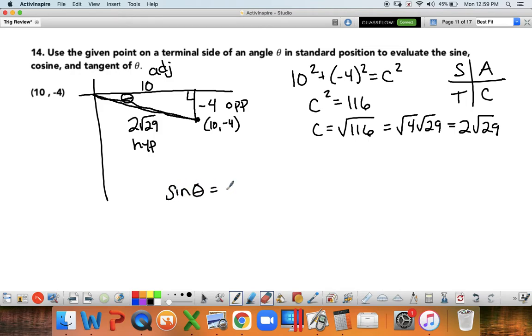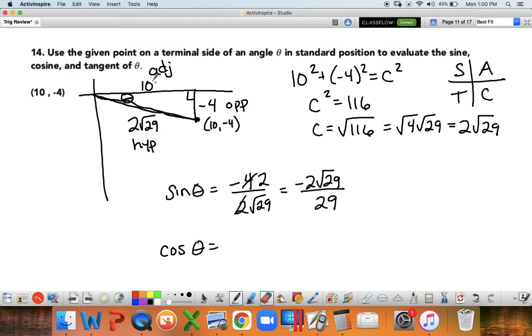I can start to evaluate all the different trig functions. So the sine, that's going to be opposite over hypotenuse. So I get -4 over 2 square root of 29. Those are going to cancel down, so that's -2, but I still have a square root in my denominator, so I have to multiply by the square root of 29 over the square root of 29. But I get -2 square root of 29 over 29, and in this quadrant, only cosine is positive, so that checks out that sine is negative. That's what I would have expected.